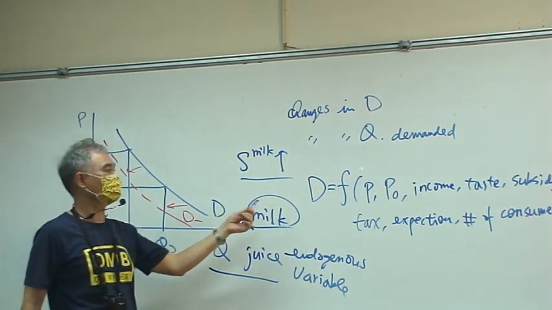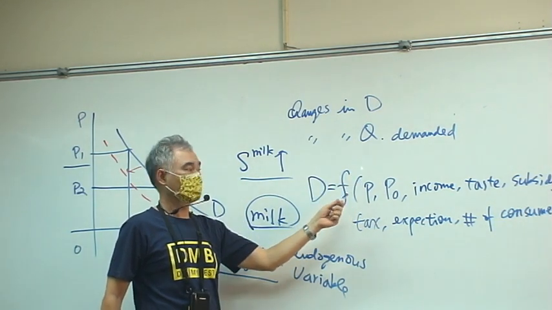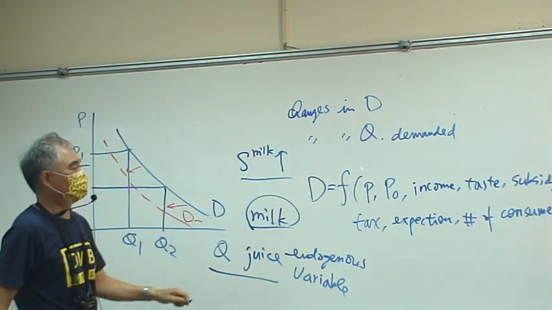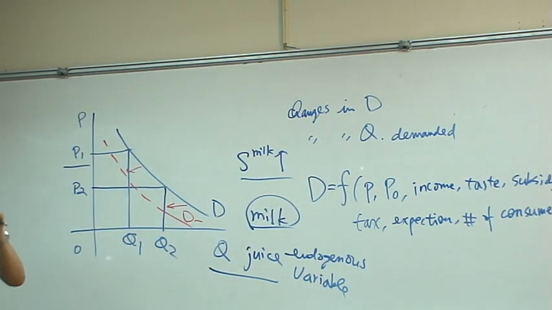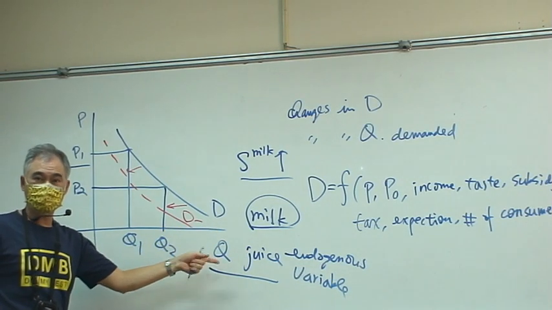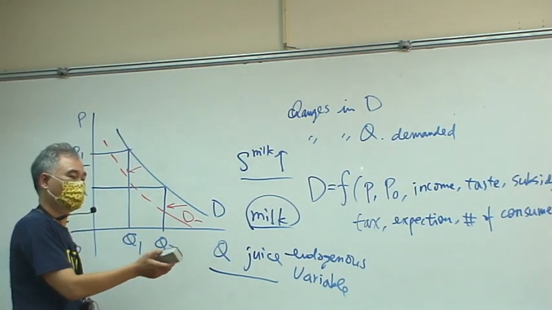Okay, so first, when we talk about the price of juice, the quantity of juice, that's changes in quantity demanded, okay? And for other goods, we have at least two. One is substitute, and the other one is complement, okay? So now let's get to the cases of complement.